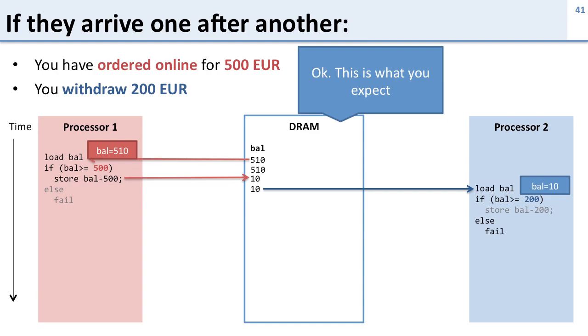So this is what we expect to have happen. We expect that we spent 500 online, and so we should have our balance go down to 10, and then that the withdrawal of 200 should fail.